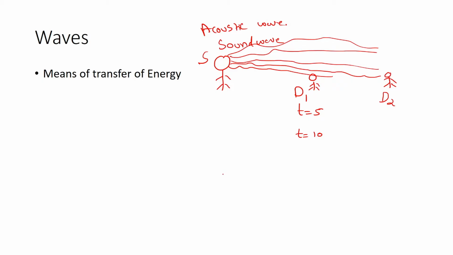At the same time, the intensity your friend experienced at time t equals 5 is not the same as the intensity you have experienced at time t equals 5. And not just that, the intensity he would experience at t equals 10 is also not the same as the intensity you would experience at time t equals 10. Similarly, the intensity he has experienced at time t equals 10 is not the same as the intensity you would experience at time t equals 10.